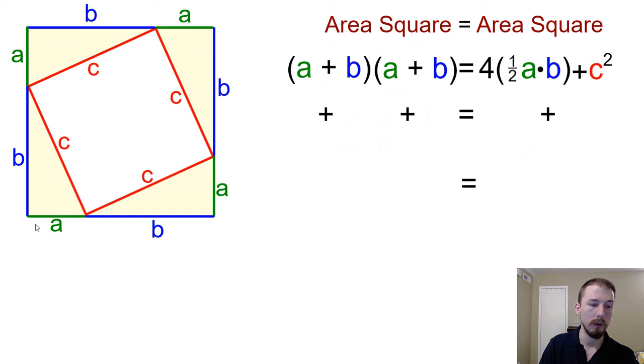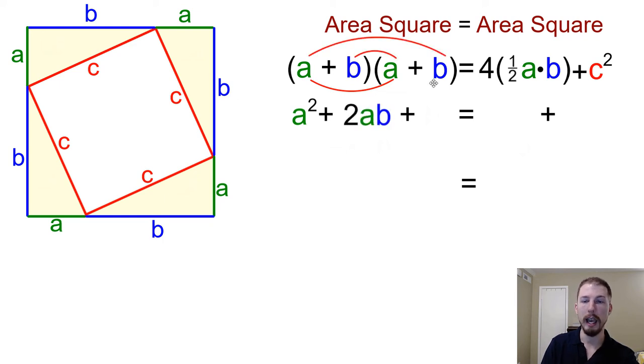Anyway, another way I can show this is by finding the area through deconstruction. Two methods: we can do A plus B times A plus B, and then we can do FOIL. So we do the first, A times A is A squared, the outside and the inside, which is going to be the 2AB, and then the last, which is going to be the B squared. Or we can find the area by deconstructing it into the individual pieces.